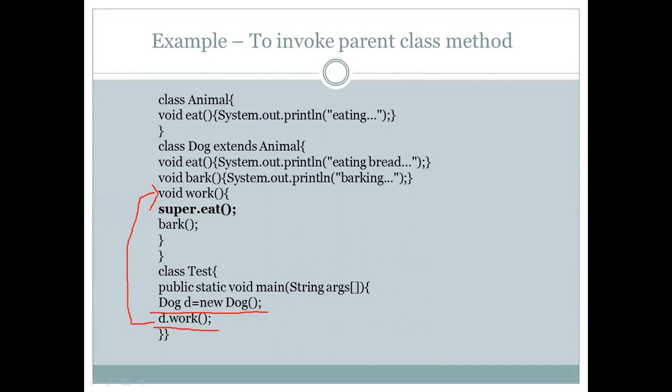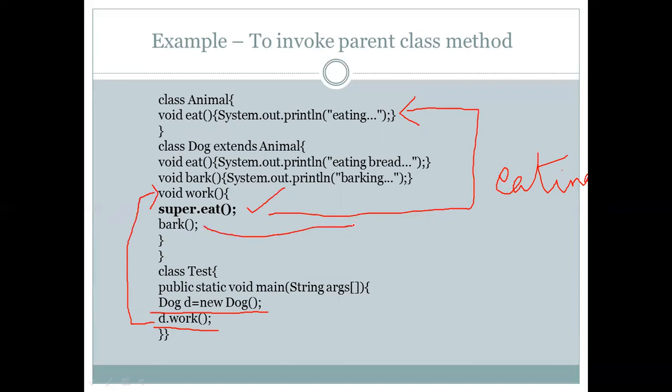Now what is given within the work method? The first statement says super.eat. If I had said only eat, then the eat method of the dog class would be invoked. When I say super.eat, this will invoke the eat method of the animal class. So the output here that will be printed is eating. And then after that we have the next method being invoked, which is bark, which is going to print the word barking.